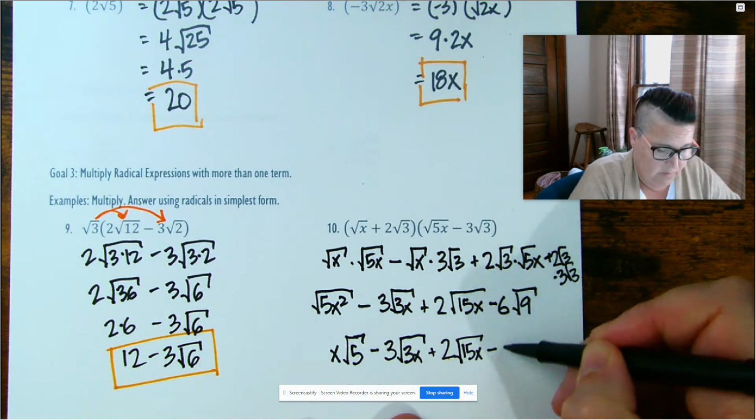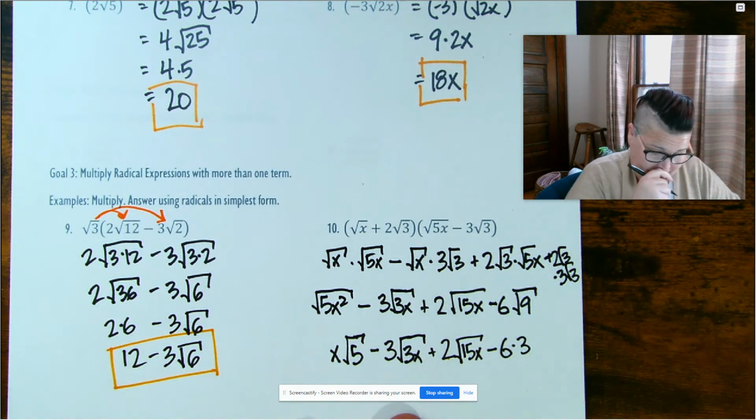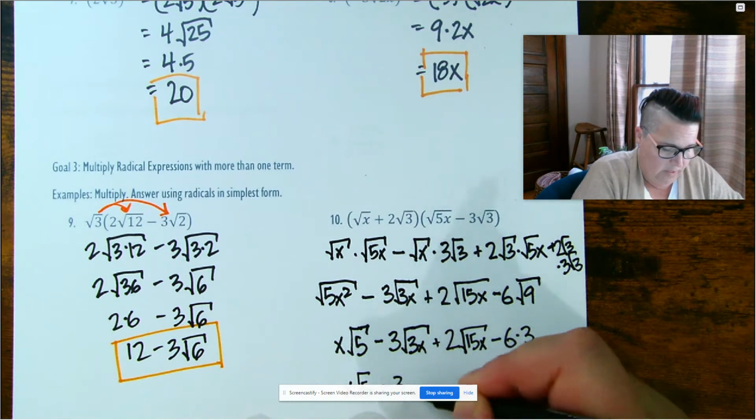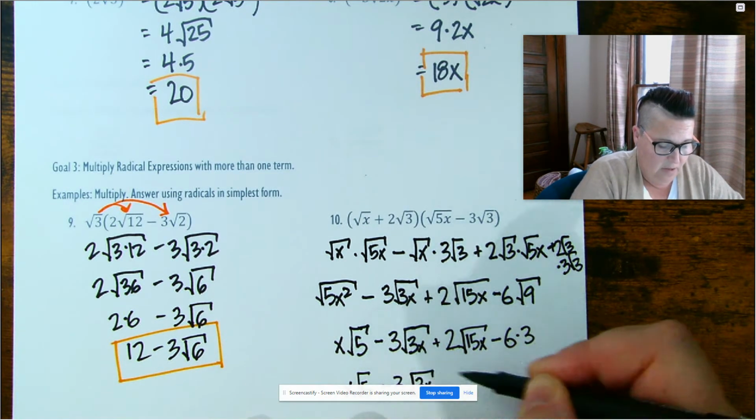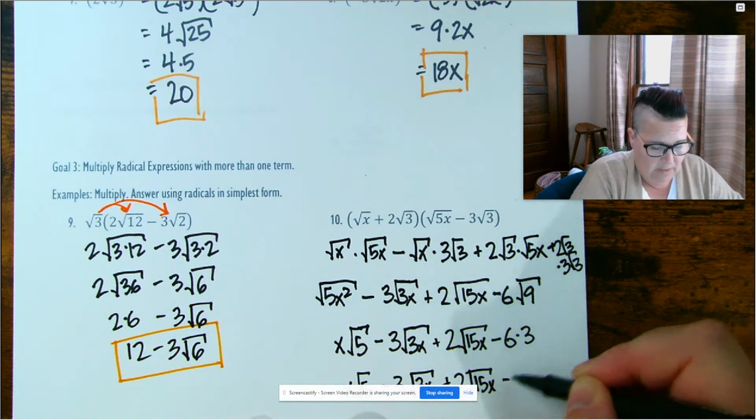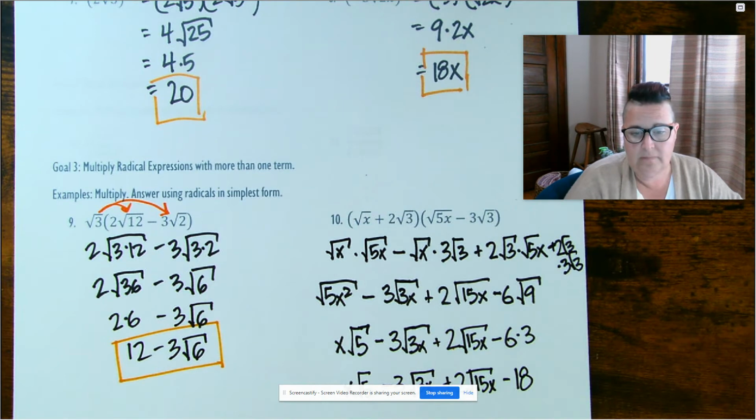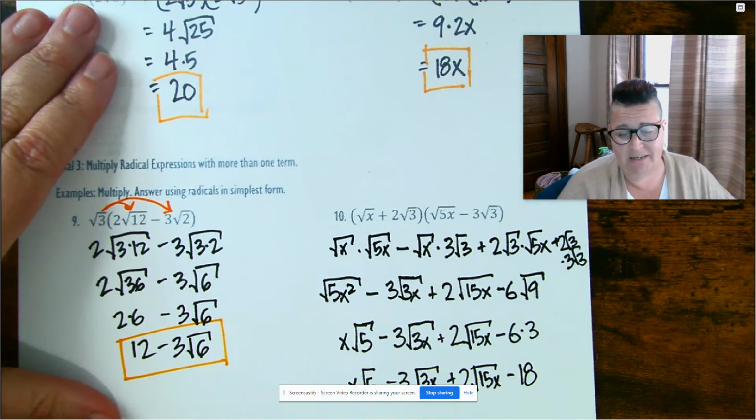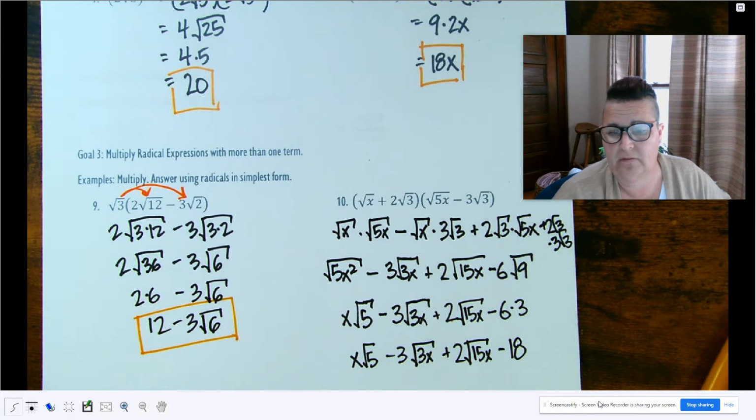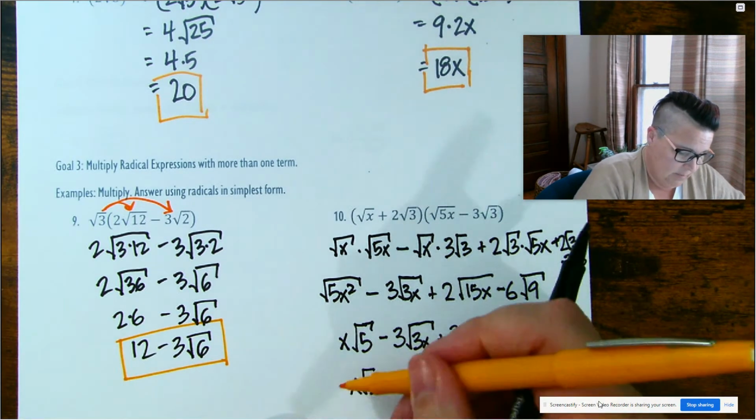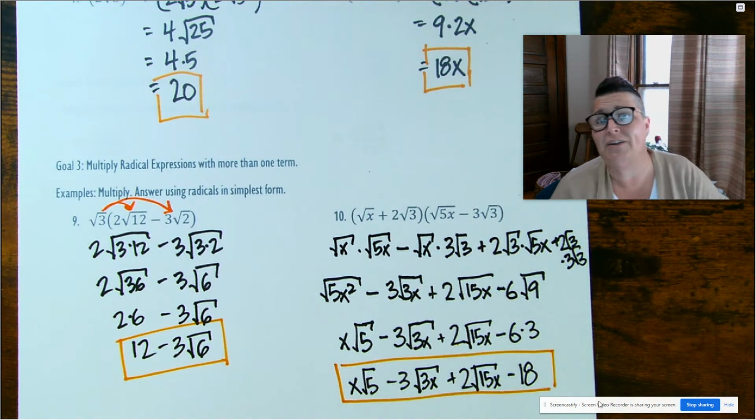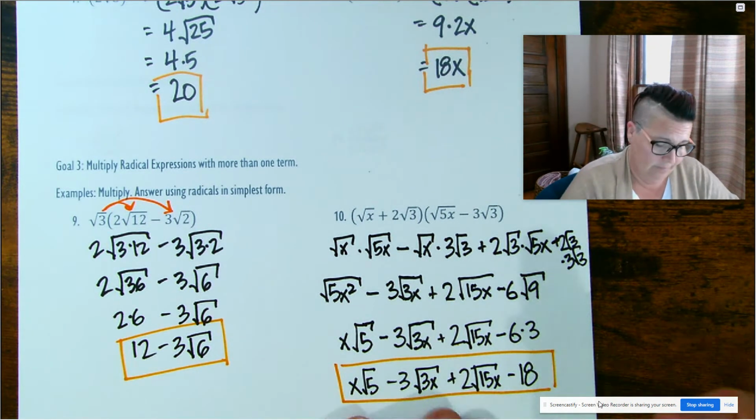Minus 6 times 3. So I've got x square root of 5 minus 3 square roots of 3x plus 2 square roots of 15x minus 18. And that's it. That's as much as I can do there. Sometimes, without like terms, that's as good as we can get it. All right.